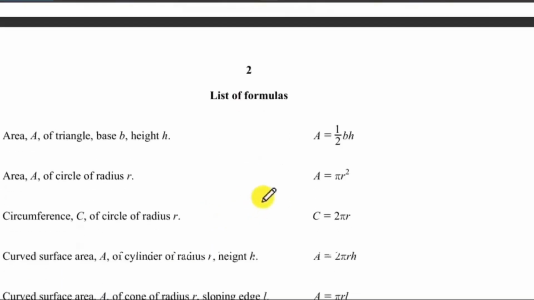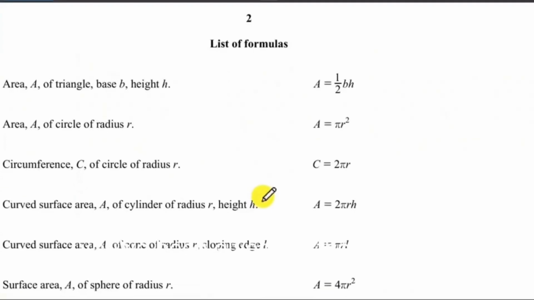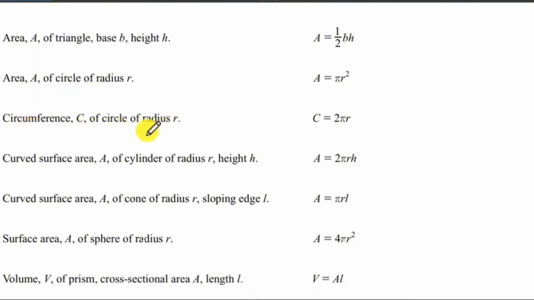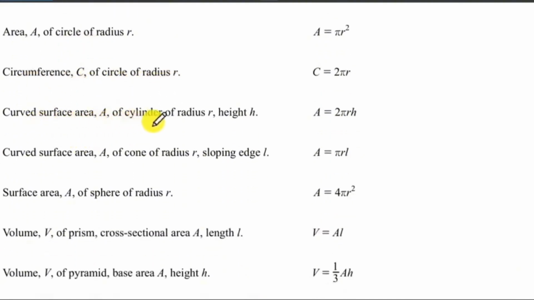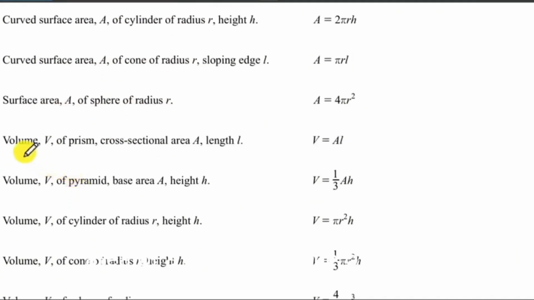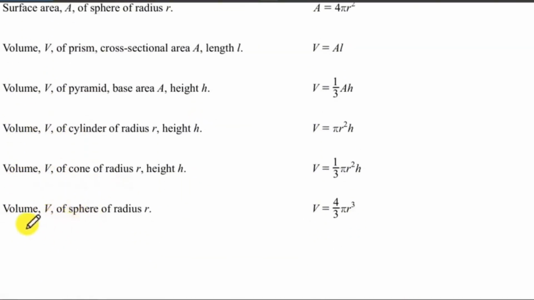You must move swiftly, but you must also be accurate. In this new paper, you've been given a list of formulas. You've been given the area of a triangle, area of a circle, circumference of a circle, curved area of a cylinder, the curved surface area of a cone or surface area of a sphere, volume of a prism, volume of a pyramid, volume of a cylinder, volume of a cone, and volume of a sphere. So use these where they are necessary.